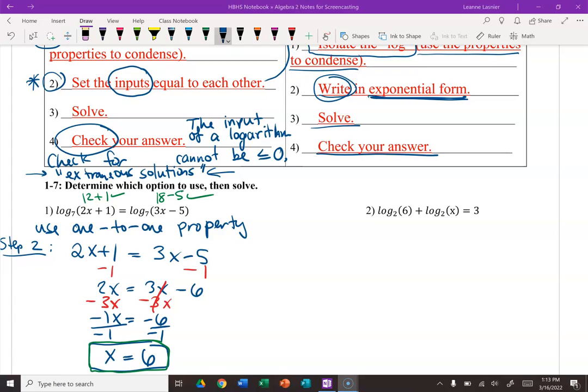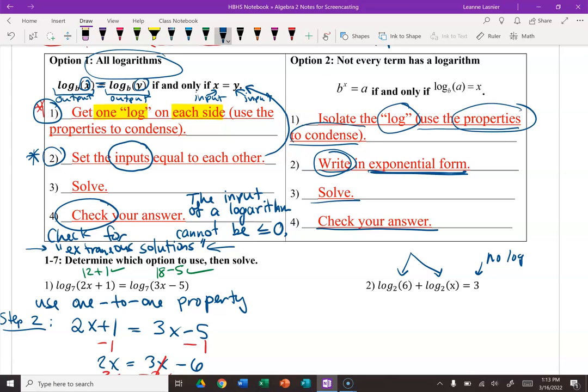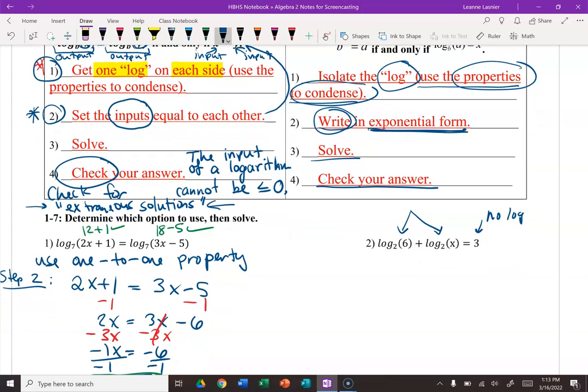Moving over to number 2, what I want you to notice is that these two terms each have a log, but then this one doesn't. The 3 on the other side has no log. So this is going to be an option 2 scenario where not every term has a log. So what we're going to try to do is isolate the log. Right now there's 2 of them, but we're going to try to combine them together using the properties of logs to condense. Since these 2 logs are being added, I'm going to use the product property of logs.